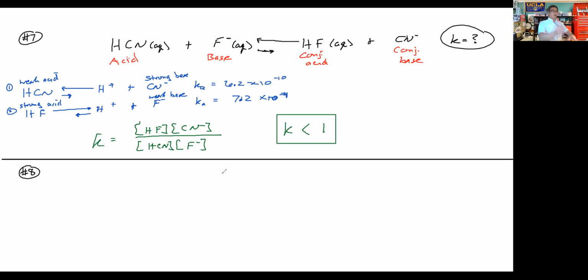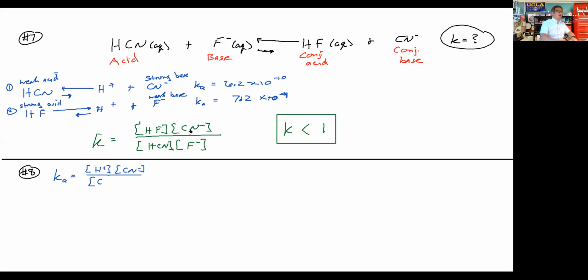Well, we are given Ka's here. Let me go ahead and write out the law of mass action for each one of these. Let's write out the law of mass action for hydrocyanic acid. The Ka for that one is going to be the concentration of hydrogen ions times the concentration of cyanide ions, all over the concentration of the undissociated acid, HCN.